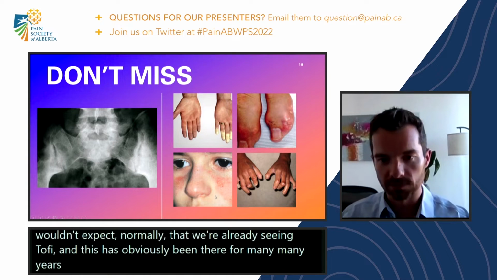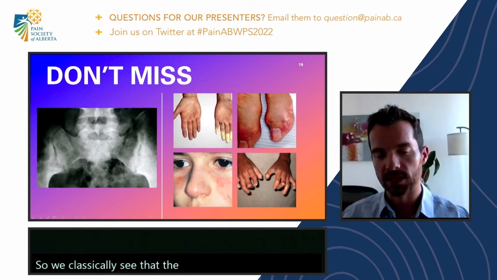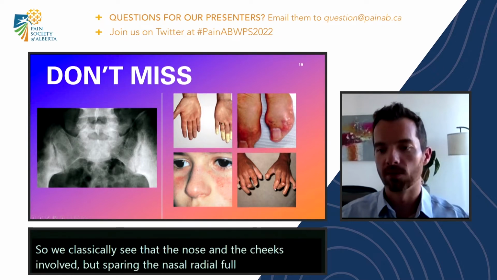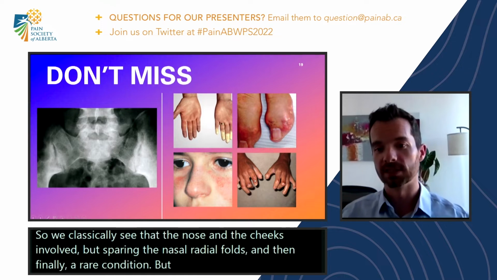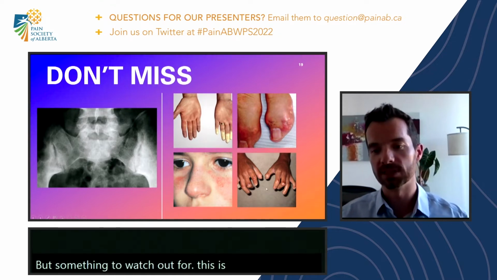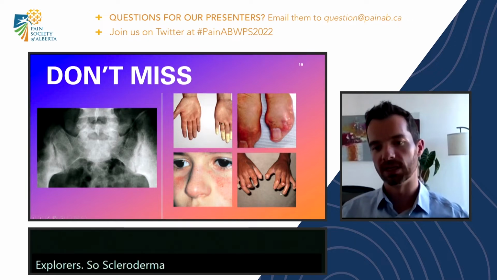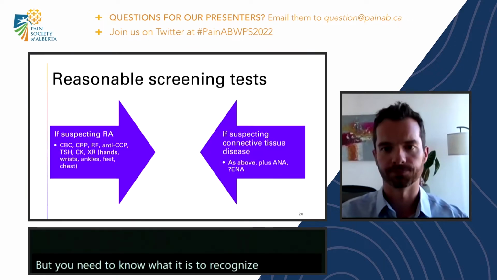This is a malar rash of lupus. So we classically see the nose and the cheeks involved, but sparing the nasolabial folds. And then finally, a rare condition, but something to watch out for, this is sclerodactyly, something that we see in systemic sclerosis or scleroderma. Hard to miss, but you need to know what it is to recognize it.